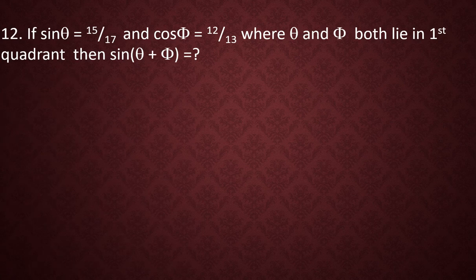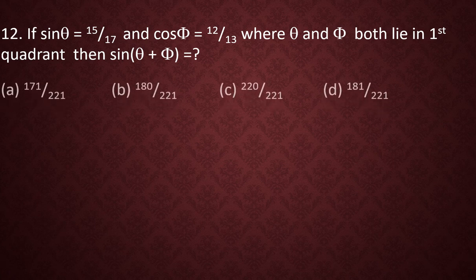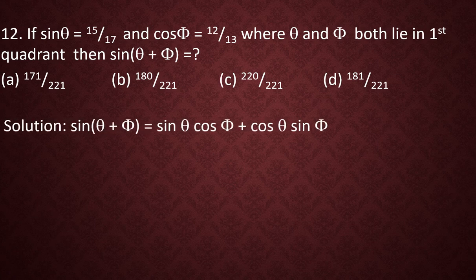In the next question, if sine theta is 15 by 17 and cos phi is equal to 12 by 13, where theta and phi both lie in the first quadrant, then what will be the value of sine of theta plus phi? So here we use the formula: sine of theta plus phi is sine theta into cos phi plus cos theta into sine phi. Sine of x plus y is equal to sine x cos y plus cos x into sine y.